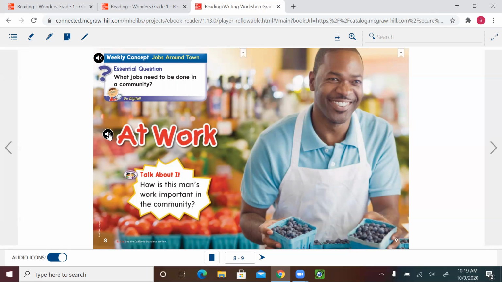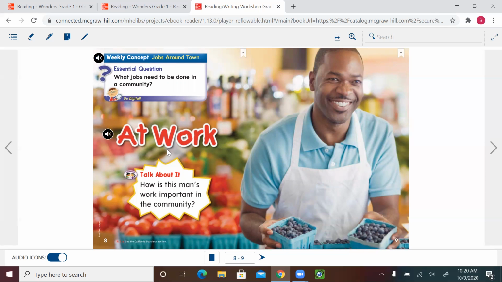I'm sure there are different departments in the store and they need people to help, maybe a butcher if you want to buy meat and chicken, or if you need help to find one item, or if you need to pay, so the cashier there. But this man in the picture works in the fruits and vegetable section. Very good.